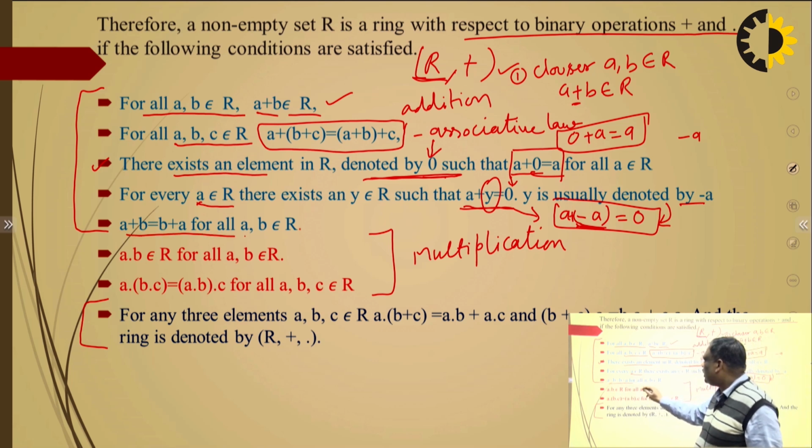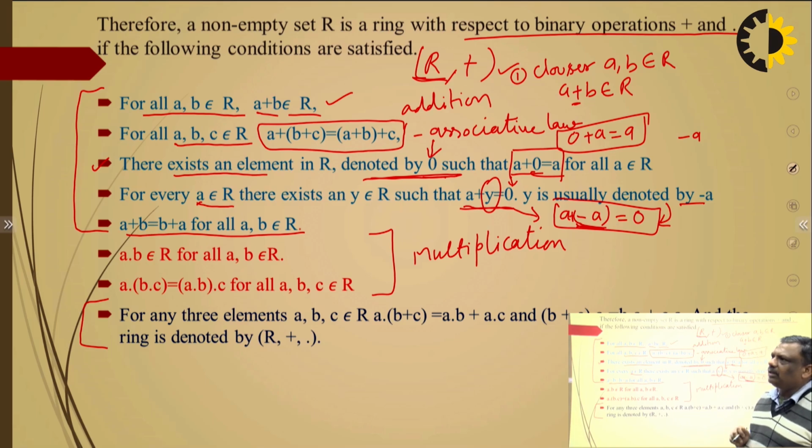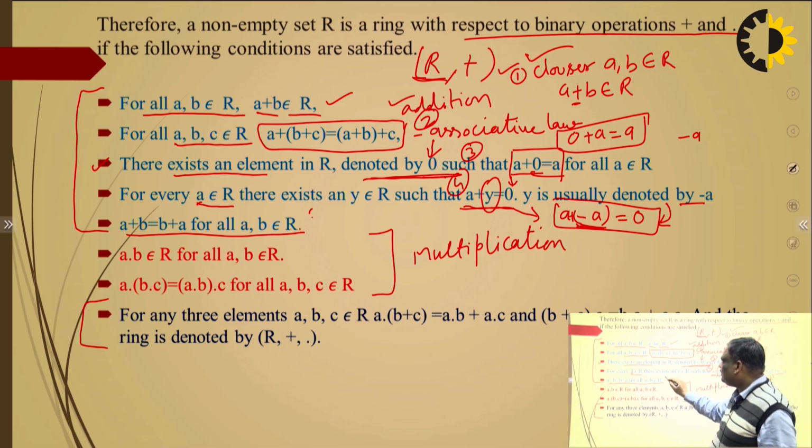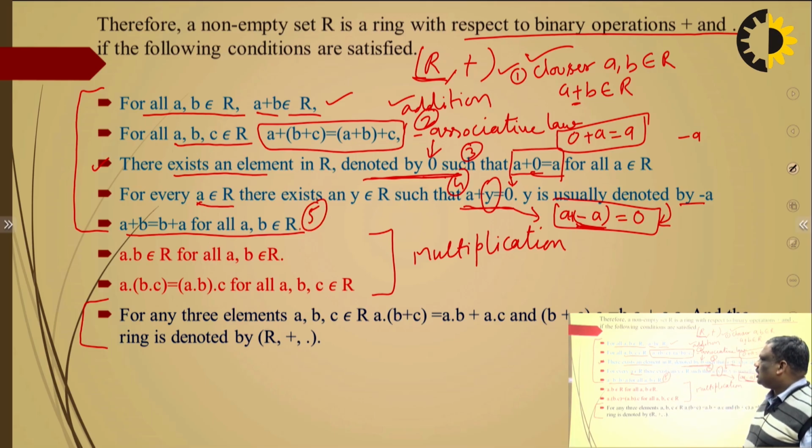And this one is a commutative law. A plus B equal to B plus A, commutative law. If these four properties hold, the first one is closure, the second one is associative, the third one is existence of identity, the fourth one is existence of inverse, and the fifth one is commutative law. If these five properties hold, we can say that this one is a commutative group.